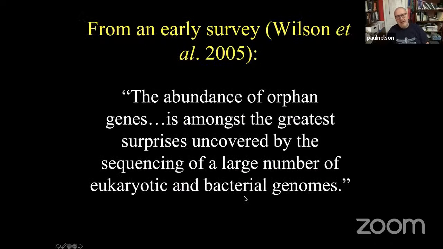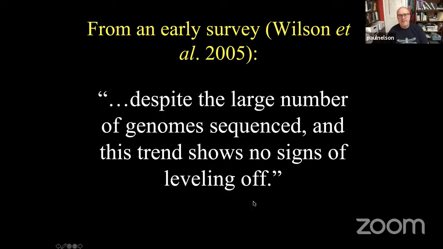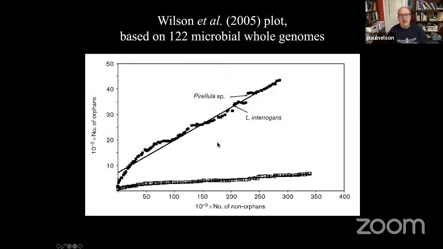Not only that, in other words, this lack of congruence between the distribution of essential proteins and the three-domain geometry, orphans are not going away. So this is a very early survey. This is 16 years ago. A group in the UK looked at what would be the trend line for the discovery of orphans. And they said, look, it's continuing to rise in a roughly linear fashion, despite the growing number of genomes sequenced, and it shows no signs of leveling off.